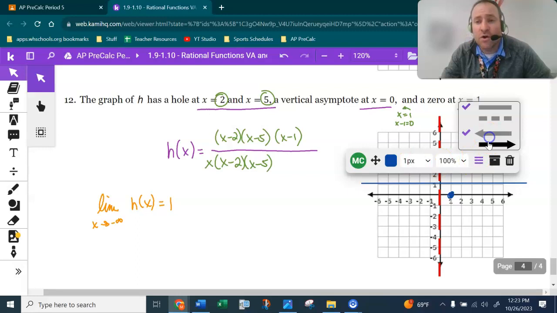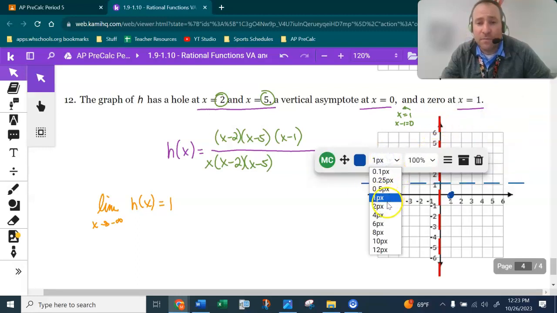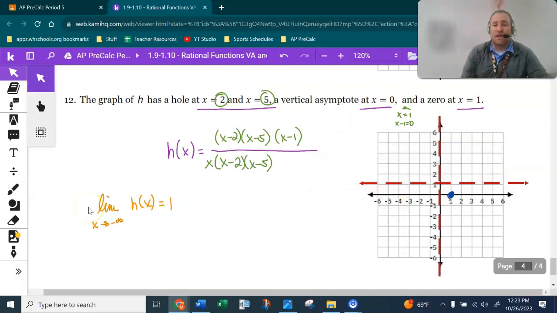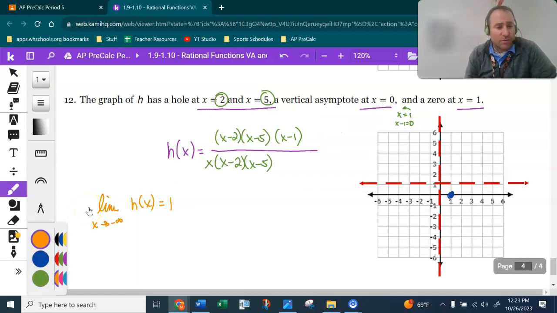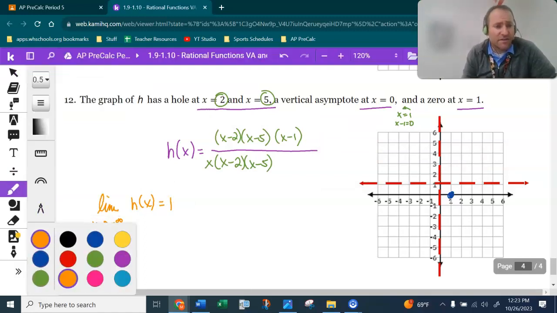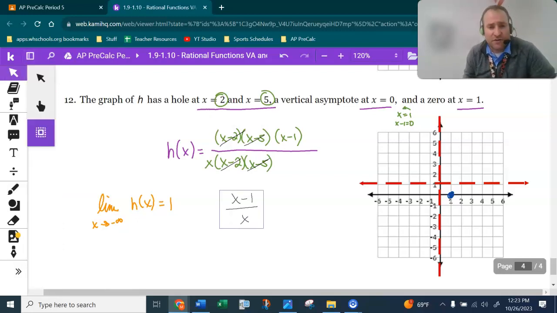However, we still need to figure out the coordinates of the holes. So let's get this going. Again, asymptotes in red. So here's what we know. I know this. You know this. Everyone knows this. And we're going to be left with x minus 1 divided by x as our simplified function.